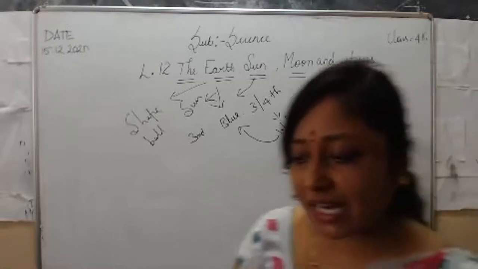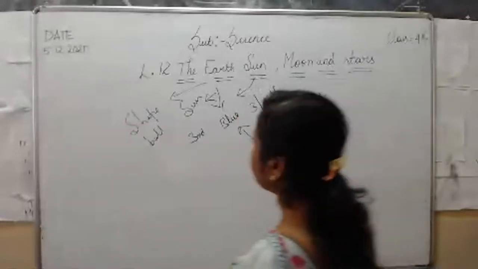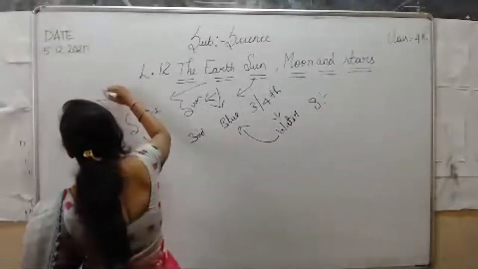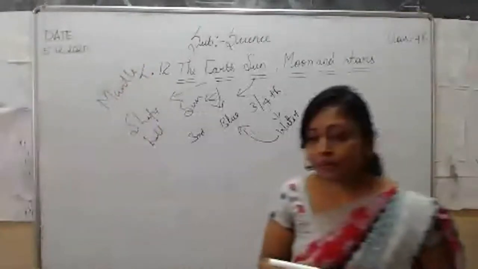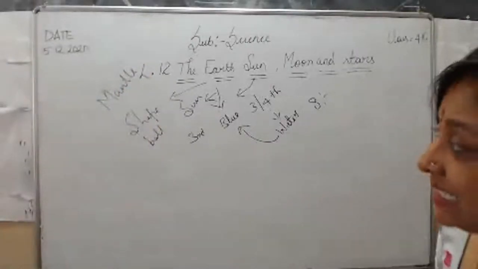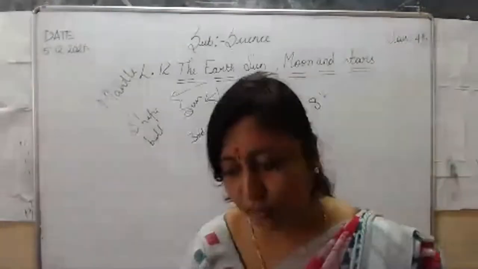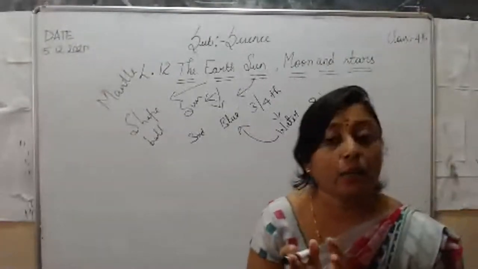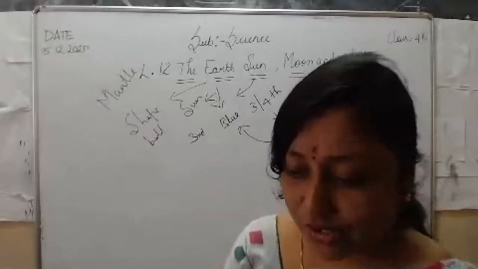Below the crust, the thick layer is called the mantle. The mantle is made up of a mix of rocks and metals.